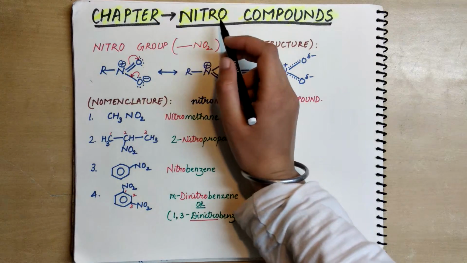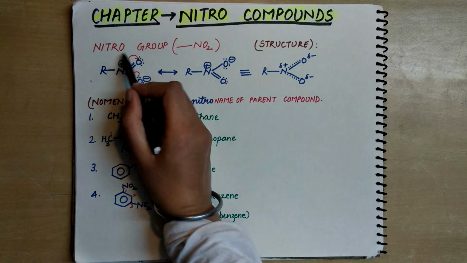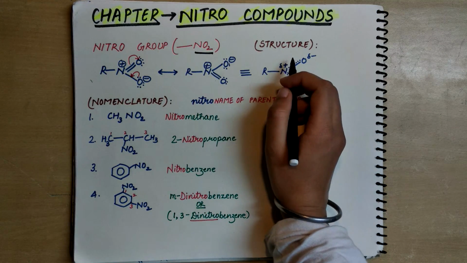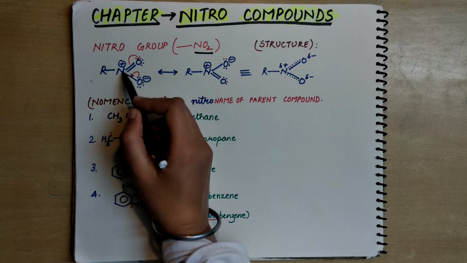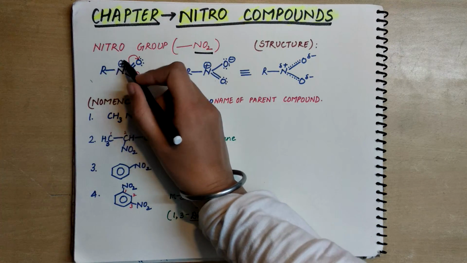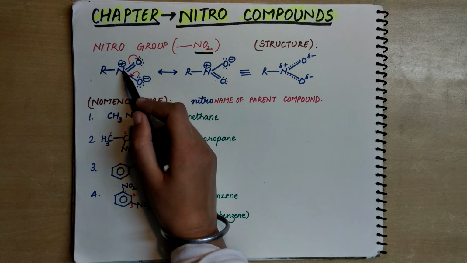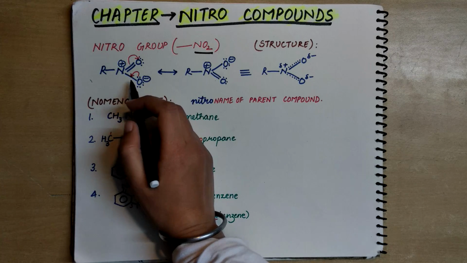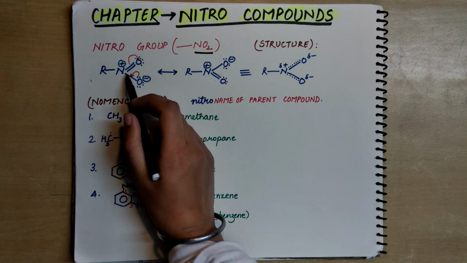The chapter is nitro compounds. Nitro group refers to the NO2 group. The structure of the nitro group is R-N double bond O, with a negative charge on the other oxygen. Here nitrogen has a positive charge because it is bonded with 3 electrons, but there are 4 bonds. But the capability of nitrogen is to have only 3 bonds.